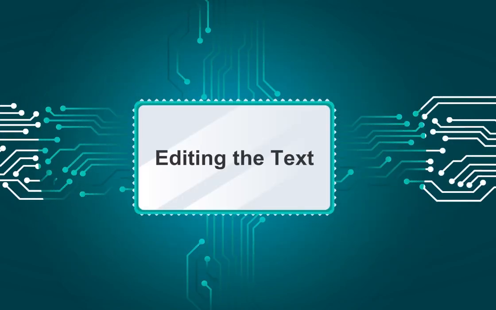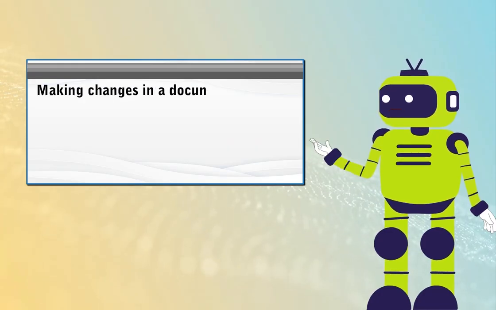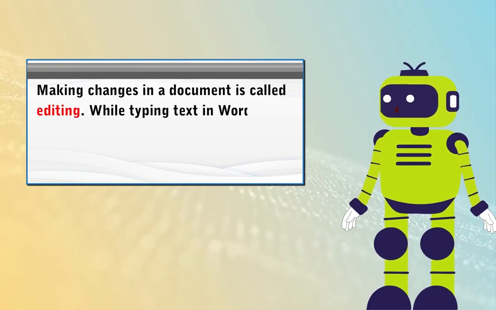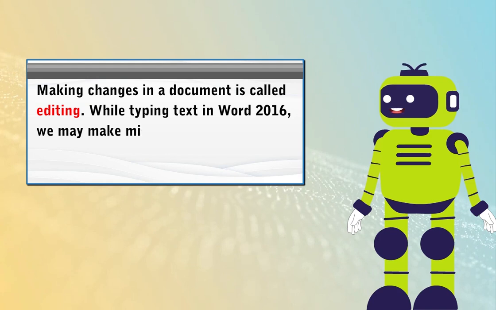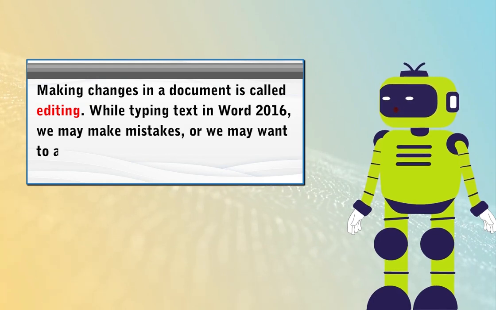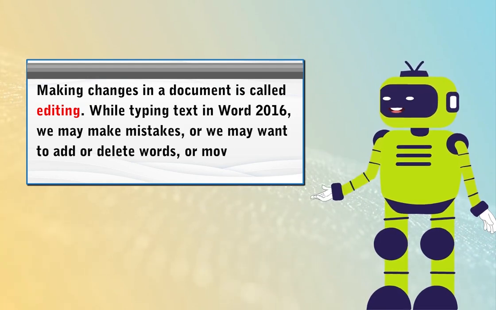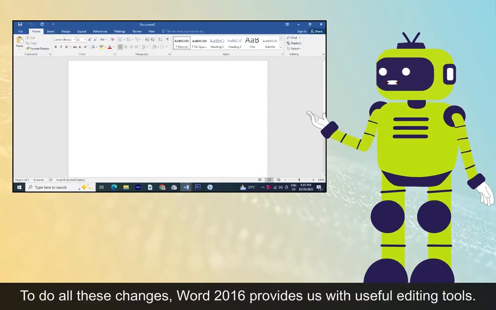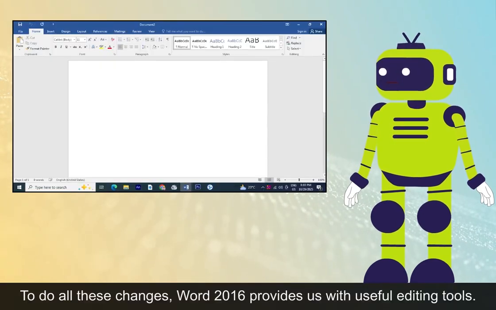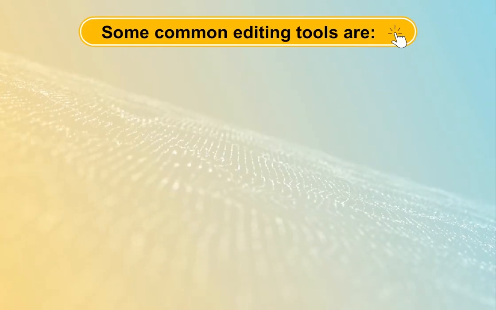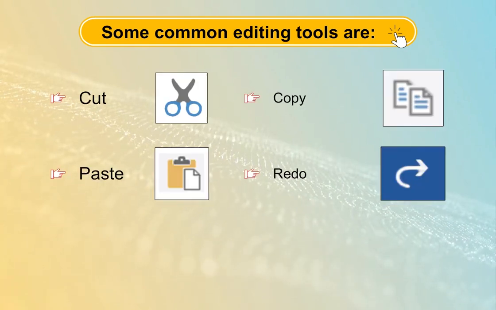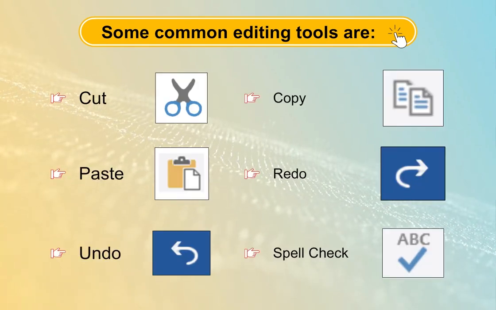Editing the text. Making changes in a document is called editing. While typing text in Word 2016, we may make mistakes, or we may want to add or delete words or move text from one place to another. To do all these changes, Word 2016 provides us with useful editing tools. Some common editing tools are cut, copy, paste, redo, undo, spell check.